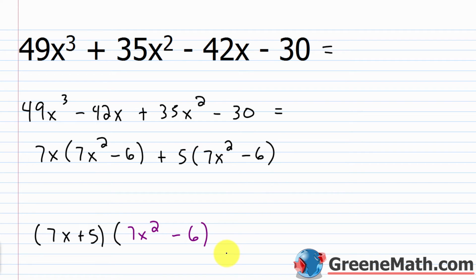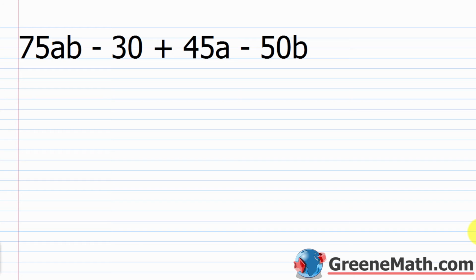So what do I get? Again, I have that common binomial factor of 7x squared minus 6, which matches this. And then if I pulled that out, I'd have a 7x plus 5, which matches this. So again, I'm just showing you in a lot of cases, there's more than one configuration that's going to work. All right, let's take a look at another one.